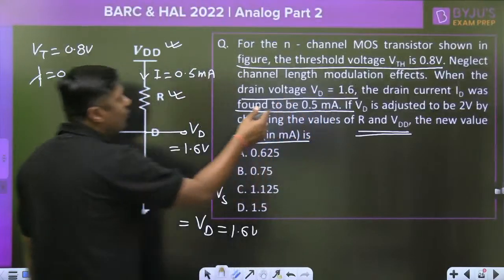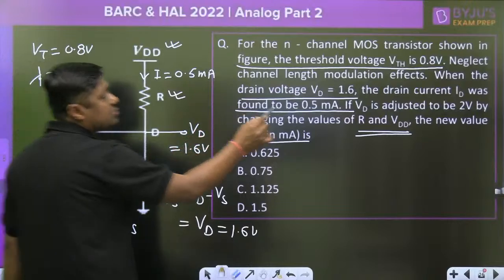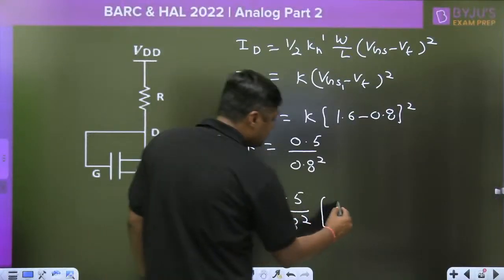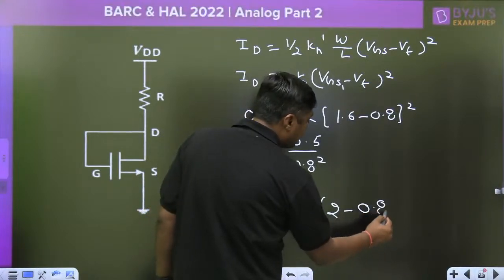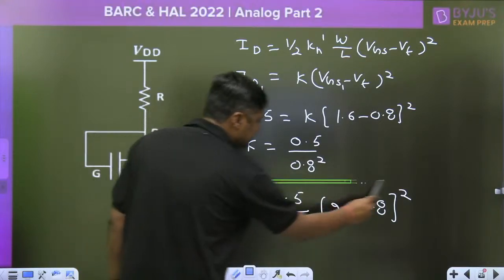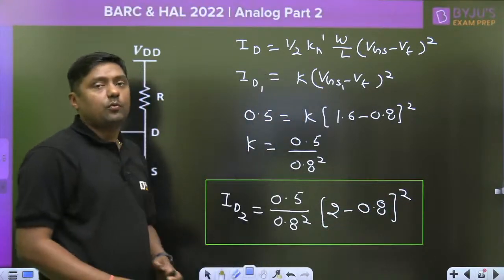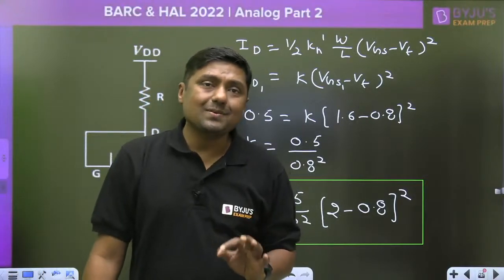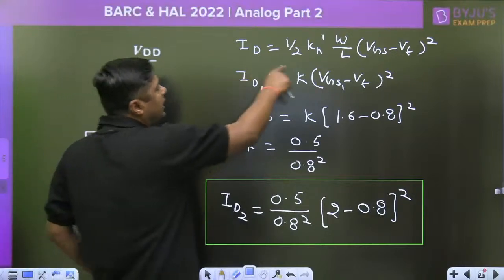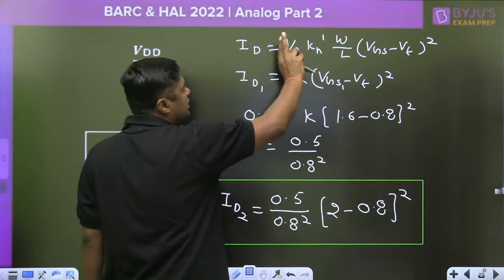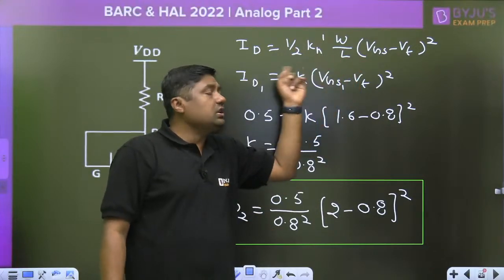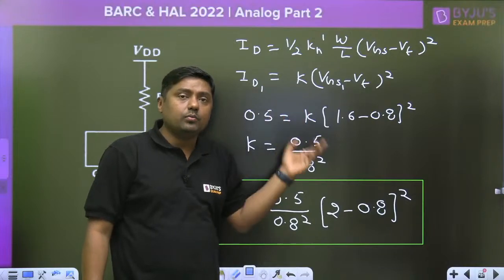And what is the new value of VGS? Now the new value of VGS will become 2 volt. Write down 2 minus VT, 0.8, the whole square. Get the value. What is the answer? Yes, that is the formula, a simple formula. You can directly use half of K n' W by L. W by L is called the aspect ratio, and K n' is mu times COX. You can take all these things as constants and find the value of K.